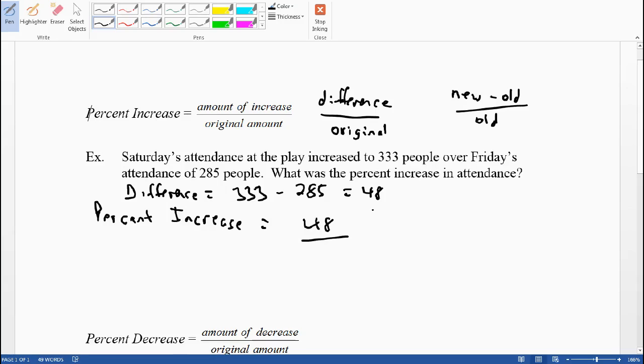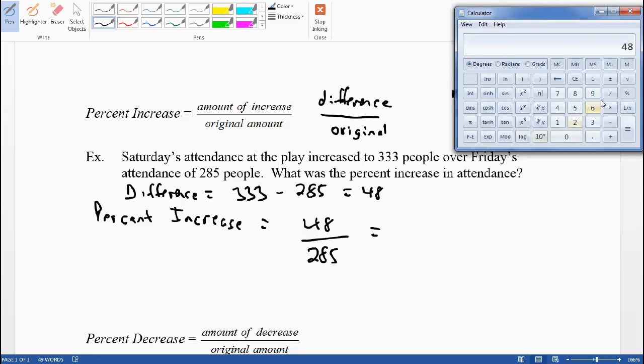It increased by 48. Now what we start out with, we didn't start out with 333. We started out with 285. Friday comes before Saturday. So we're going to use 285. That's the original amount. So let's take 48 and divide that by 285. And we get 0.168.